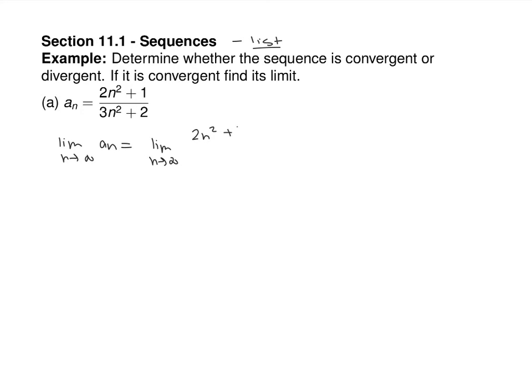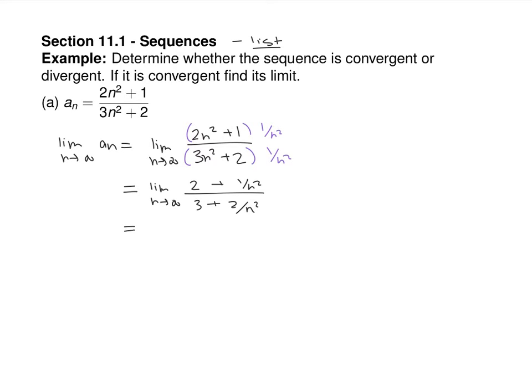2n squared plus 1 over 3n squared plus 2. Technically, at this stage, what we do is we multiply by 1 over n squared, or divide both the numerator and denominator by n squared. That gives us the limit as n goes to infinity of 2 plus 1 over n squared over 3 plus 2 over n squared. So that limit is 2/3. So what we say then is that the sequence a sub n converges to 2/3.